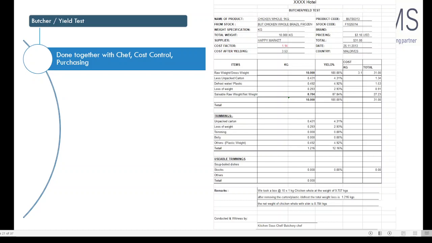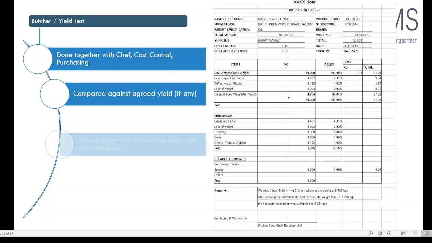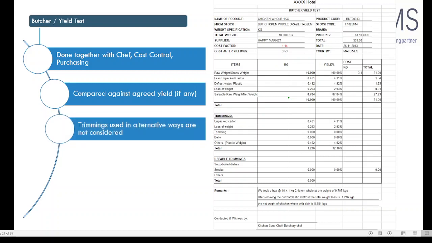Right, so it's done. Normally the butcher and yield test is done together with the chef and cost control, and you normally have to compare against the standard agreed yield. If you have an agreement with the supplier that they are going to give us a yield of, let's say, 80%, but now the yield is 87%, so you are happy, right? 87 minus 87%, right?